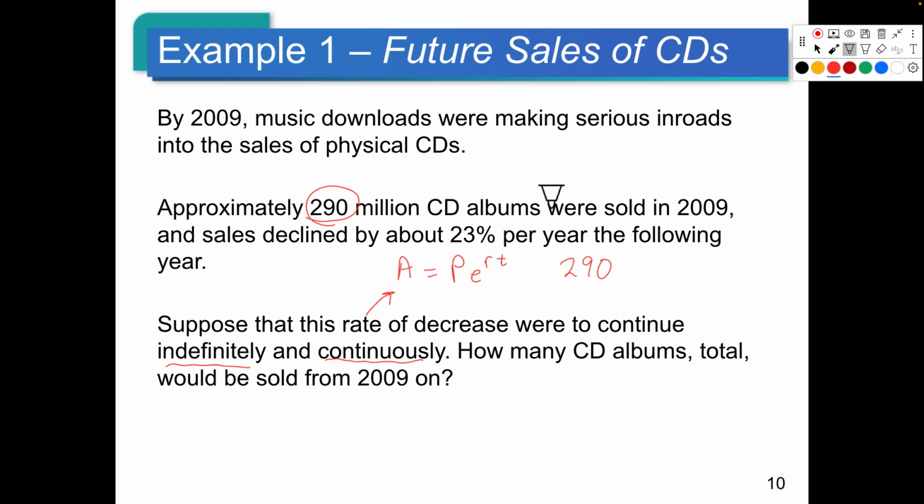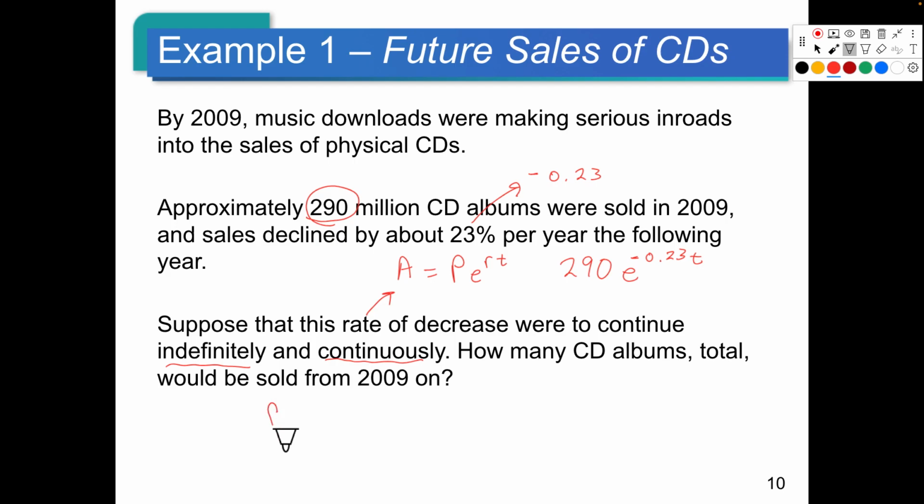Our rate is going to be a 23% decrease, which is negative 0.23. So this becomes e to the negative 0.23t each year. Okay, so that's our formula. What we want to see is what would be the accumulation of sales over a long period of time.